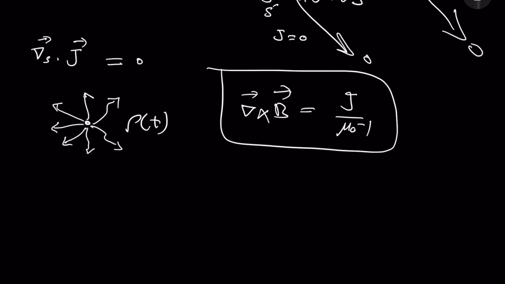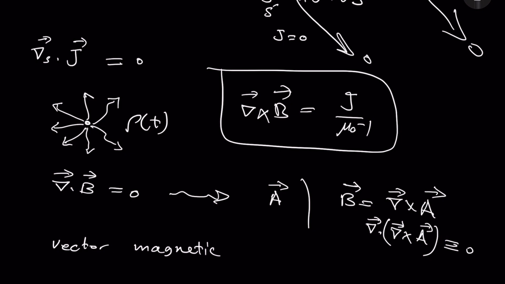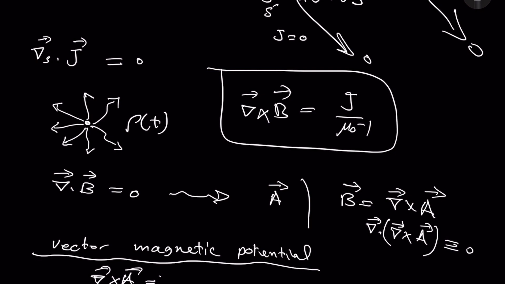All right, now that we have established what curl of B is and what divergence of B is, which is 0, we can assume that there is a function A such that B is equal to curl of A. And the reason for that is that divergence of curl of any function is identically 0. So there is a vector magnetic potential such that its curl is equal to B. All right.